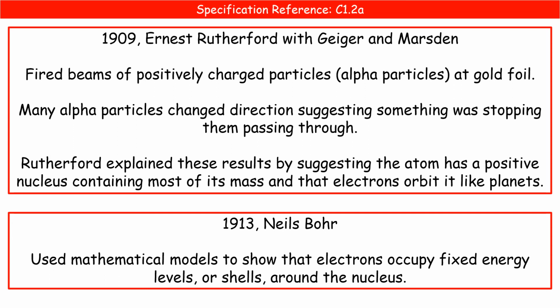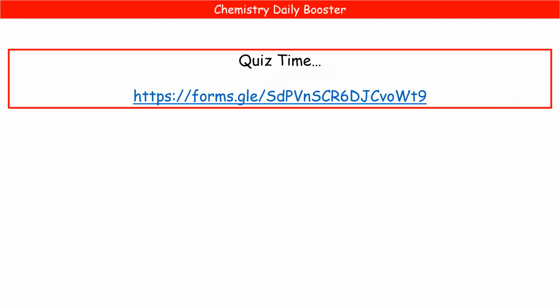And that brings us to our final scientist we need to know for this particular course, which is Niels Bohr. And he then came up with mathematical models to show that these electrons actually occupy fixed energy levels or shells around the nucleus.